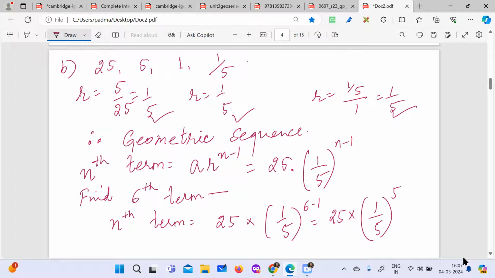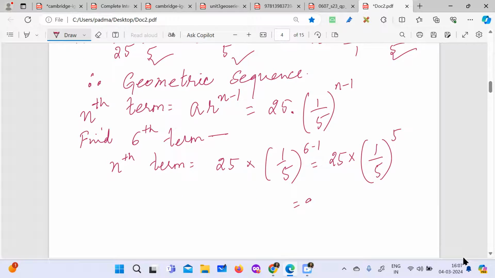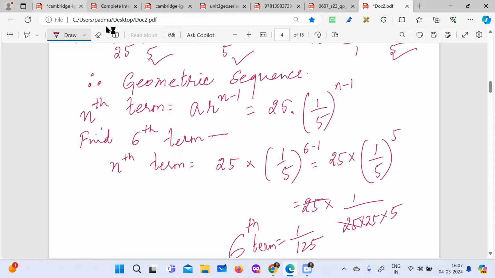Okay, so we will have 25 times 1 over 5 to the power of 5. So that will be 25 times 25 into 5. So this gets cancelled. So you get 1 over 125. So this is our sixth term. Is this clear to you? Yes, miss. Any doubt? No. Very good. Let's try one more.